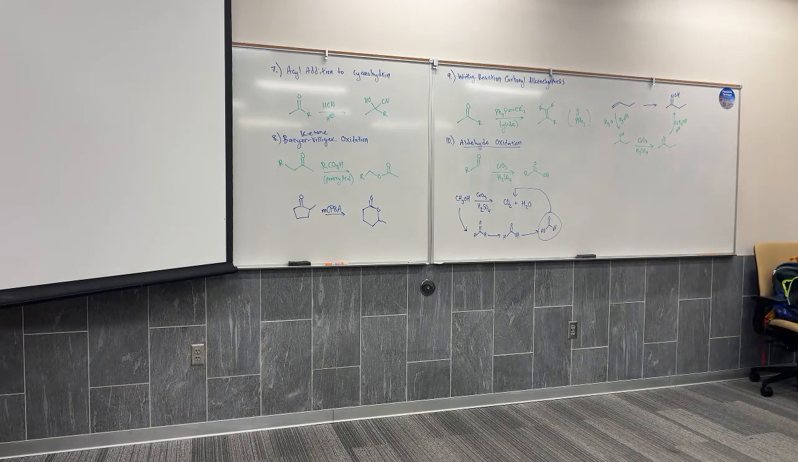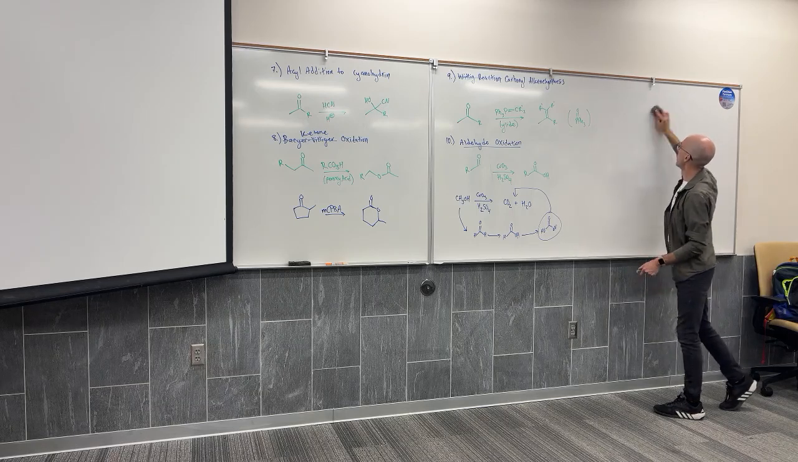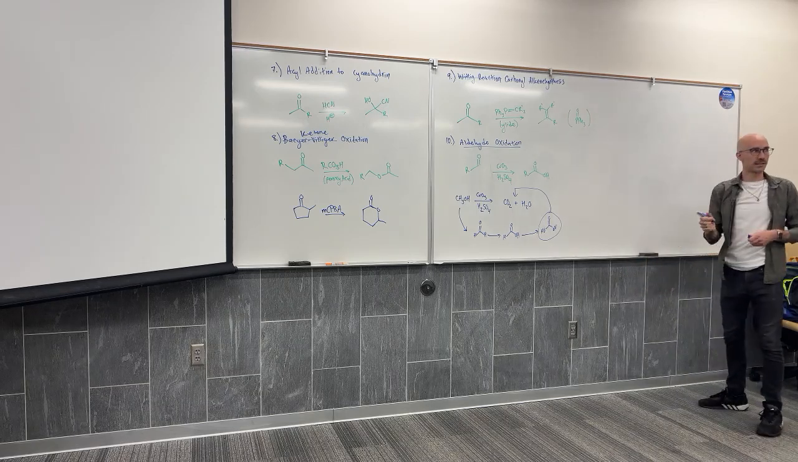So ketones can be oxidized through the Baeyer-Villiger oxidation. Aldehydes can also be oxidized with chromic acid. So you don't have to take an aldehyde down to an alcohol and then to a carboxylic acid. You can take an aldehyde directly to a carboxylic acid. All right. Now let's do just a few more practice problems, shall we?